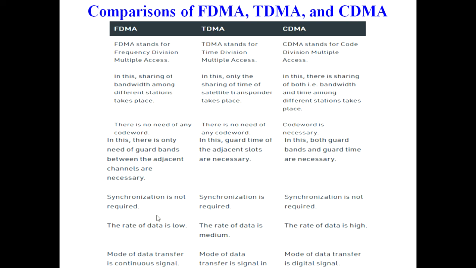Synchronization is not required in FDMA, but there is a need for it in TDMA, whereas in CDMA there is also no need for synchronization. When compared to the data rate of CDMA, the FDMA and TDMA data rates are very low. The mode of data transfer is continuous in FDMA, whereas in TDMA it is non-continuous, and the mode of data transfer is digital in CDMA. That's all about the three types of multiple access techniques, that is FDMA, TDMA and CDMA.